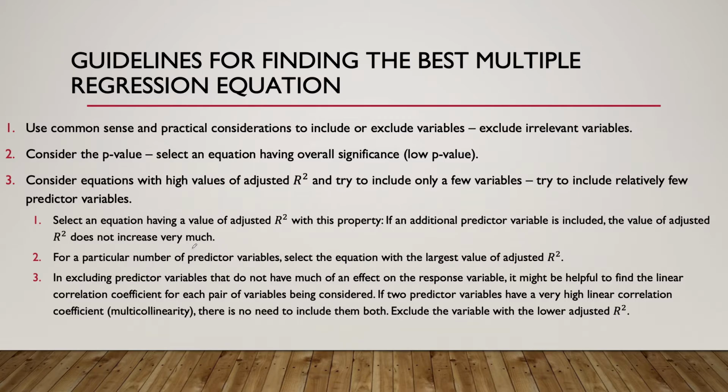And in excluding predictor variables that do not have much of an effect on the response variable, it might be helpful to first find the linear correlation coefficient for each pair of variables being considered. If two predictor variables have a very high linear correlation coefficient, which is called multicollinearity, there is no need to include them both. We want to exclude the variable with the lowest adjusted R-squared.